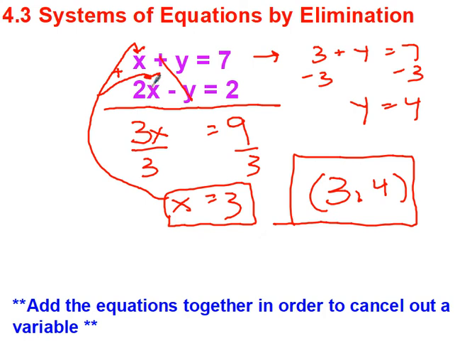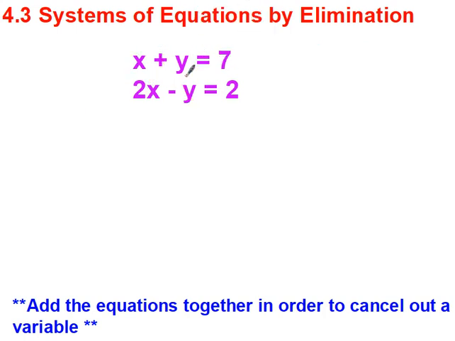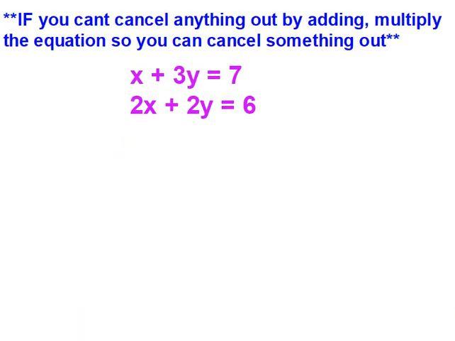Okay, and when you add the equations together, the goal is to eliminate a variable. Now, let's say, though, that this was negative 2y. If I combine these, am I going to cancel anything out? And the answer is no. So that means I have to manipulate the equations just a little bit in order to eliminate a variable. And that's what we're going to look at right now.